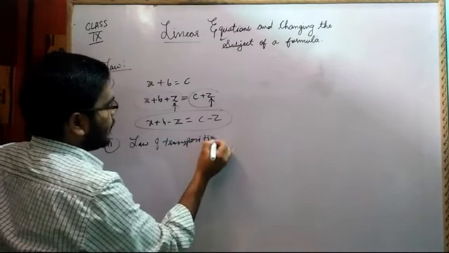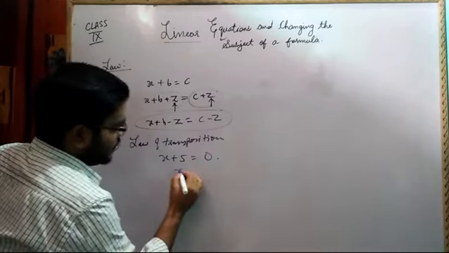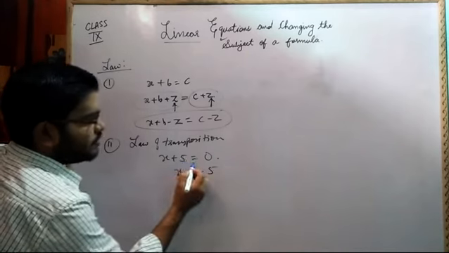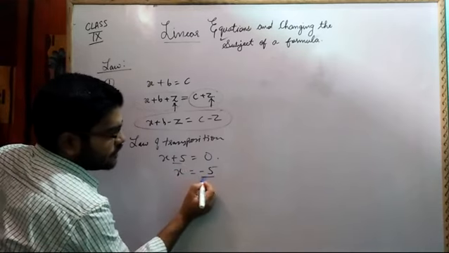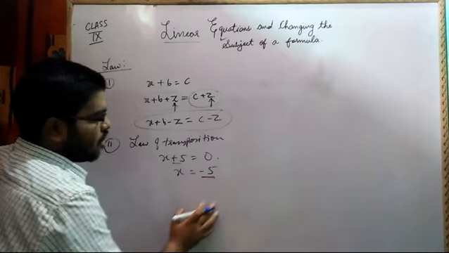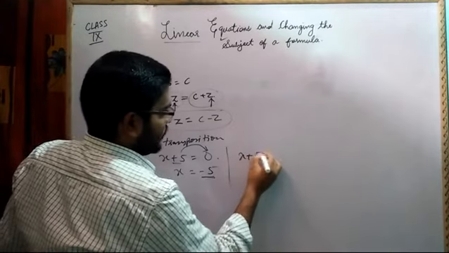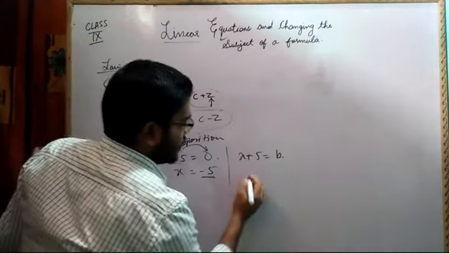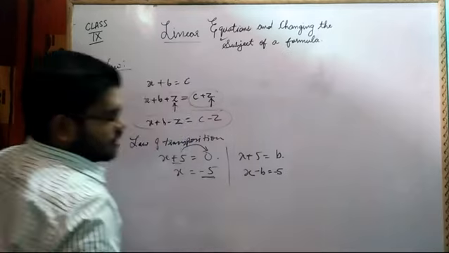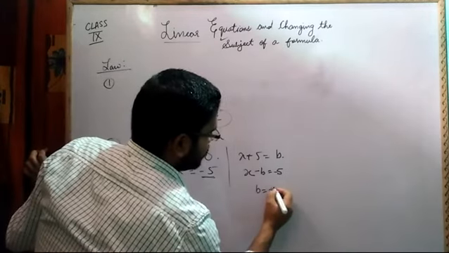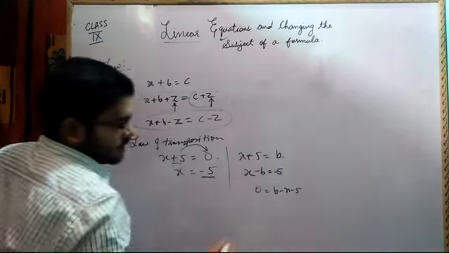Law of transposition. That means if I have, say, x plus 5 is equal to 0, then from here I can transfer this 5 to the other side after changing the sign of that number. Here it was plus 5, and when it went to that side it became x is equal to minus 5. So this is called the law of transposition, that means transferring the values. If it was x plus 5 is equal to b, then I can also write x minus b is equal to minus 5, or I can send b that side and write 0 is equal to b minus x minus 5. This can also be done.